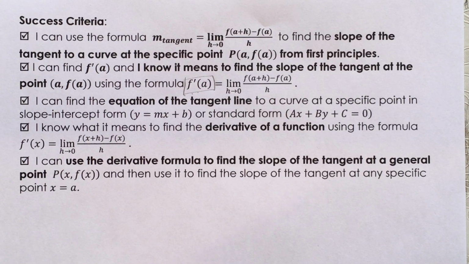We can find the equation of the tangent line to a curve at a specific point in both slope-intercept form, so y equals mx plus b, or standard form. We know what it means to find the derivative of a function, so that's the slope of the tangent anywhere. So it's a general formula for the slope of the tangent to that function at any point. And we can use the derivative formula to find the slope of a tangent at a general point, and then use it to find the slope of a tangent at a specific point that you're given later.